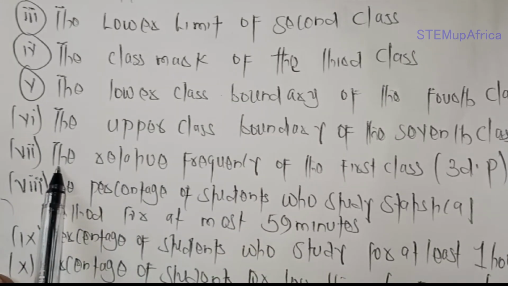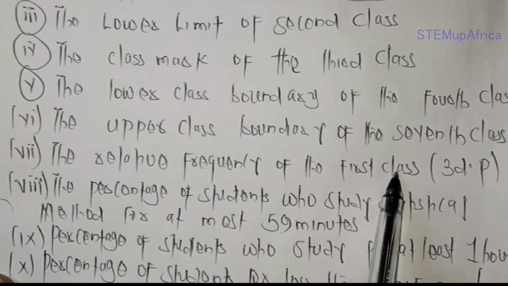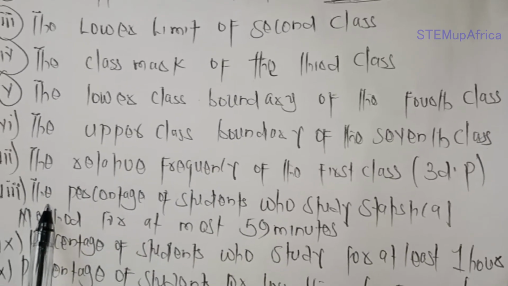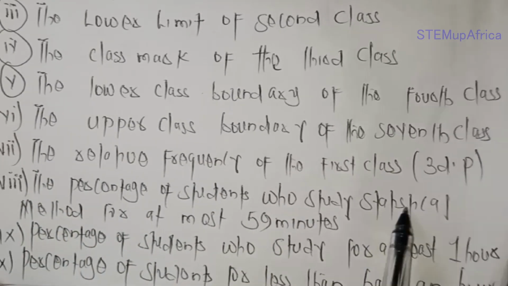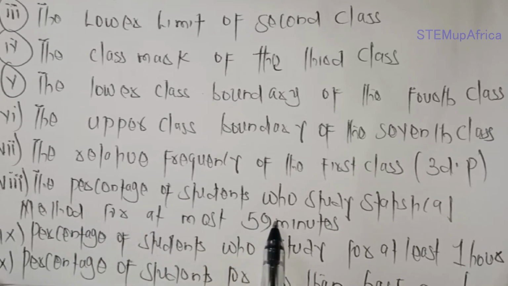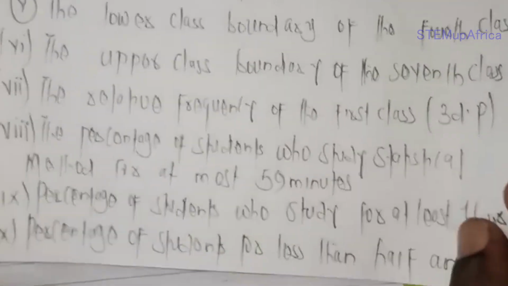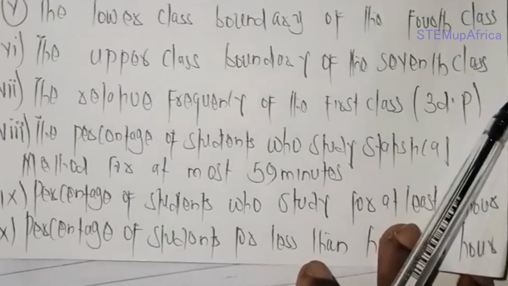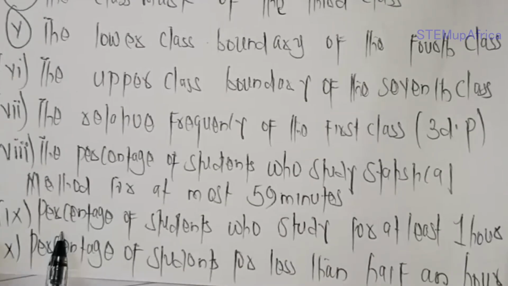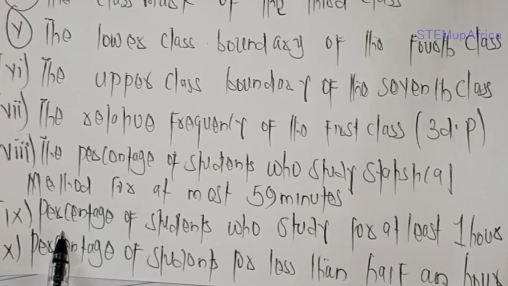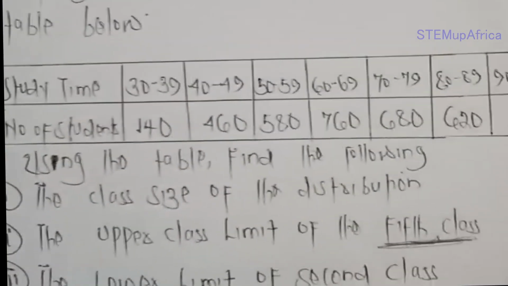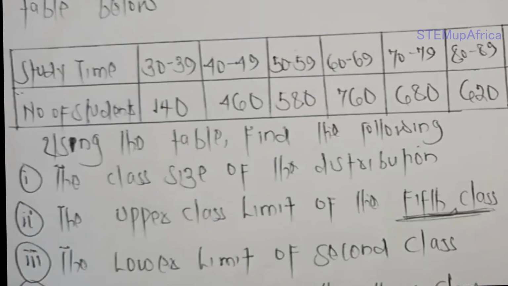Then 7, the relative frequency of the 1st class to 3 dp, decimal places. 8, the percentage of students who study statistical methods for at least 59 minutes. 9, percentage of students who study for at least 1 hour, and 10, percentage of students who study for less than half an hour. So let's see how we can put an answer to these questions.